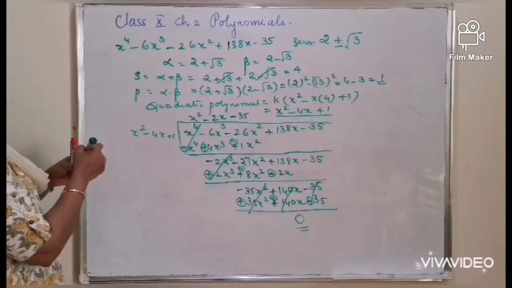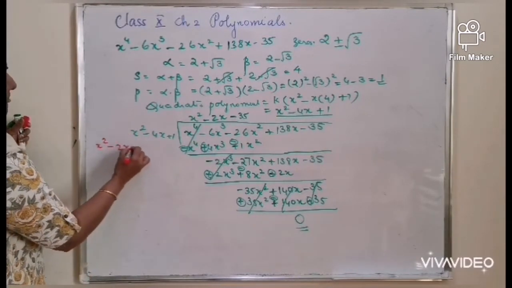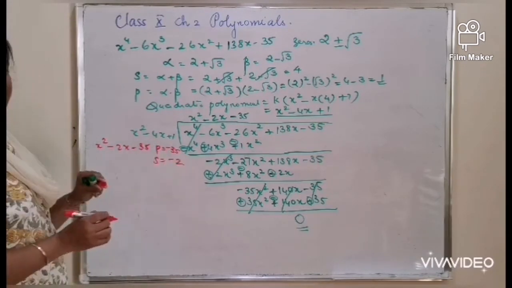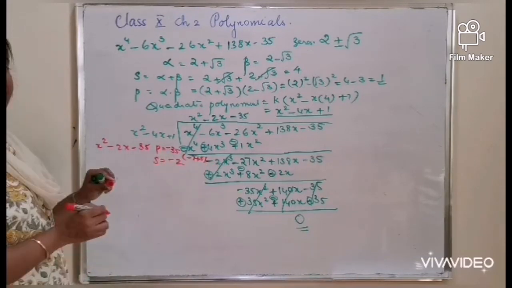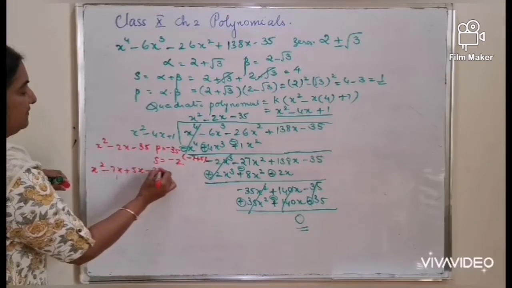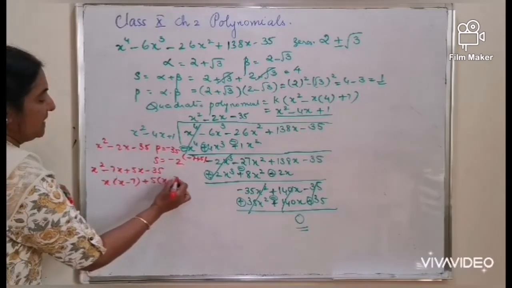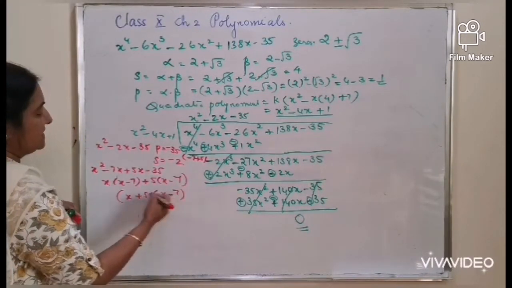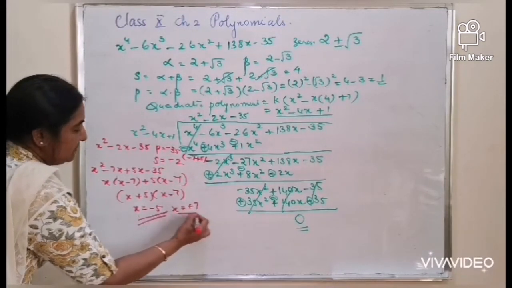By splitting of middle term, x square minus 2x minus 35, product as minus 35, sum as minus 2. The factors are minus 7 and plus 5. X square minus 7x plus 5x minus 35. X into x minus 7 plus 5 into x minus 7. X plus 5 into x minus 7. X equal to minus 5 and x equal to positive 7.